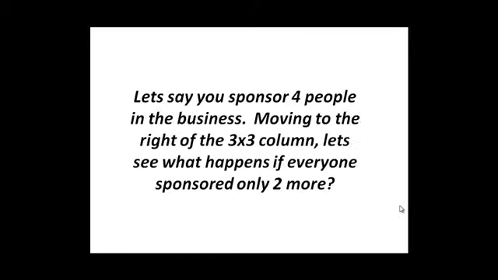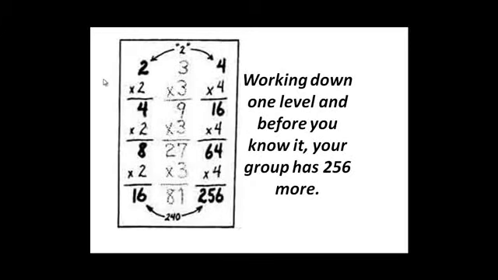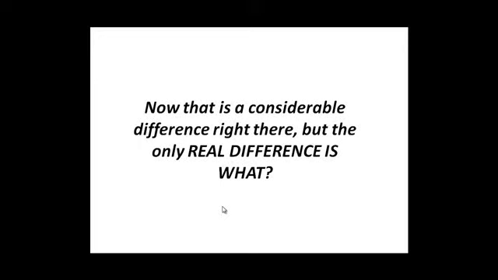It gets better. Let's say you sponsor 4 people in the business. Moving to the right of the 3 times 3 column, let's see what happens if everyone sponsored only 2 more people. So you sponsor 2 more people. You sponsor 4, you teach them to sponsor 4, then you help your 4 to teach the 16 they have to sponsor 4, adding 64 to your group, and it's pretty amazing. Working down one level, before you know it, your group has 256 more people. Now that is a considerable difference right there.